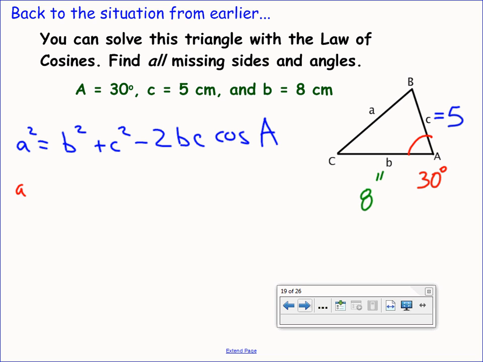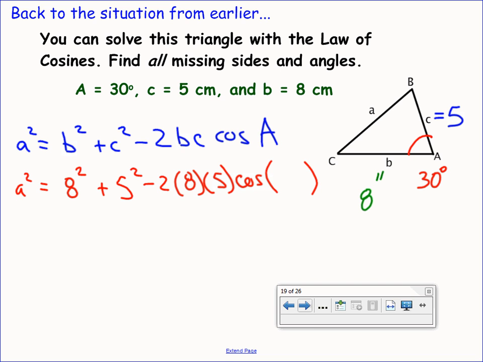We know b is 8. So I just fill in 8 and then squared. Plus we know c is 5. So we just fill in 5 squared minus 2 times, and we know that b is 8 still, and c is 5 still, and the cosine of something, we know angle A is 30 degrees. Do you guys see we knew this whole right side of the equation? We can plug in a value for everything in there. And now all we have to do is solve for angle A. I'm sorry, side length A.